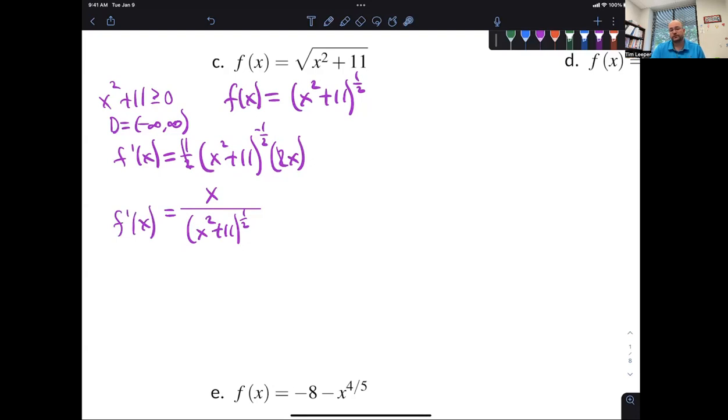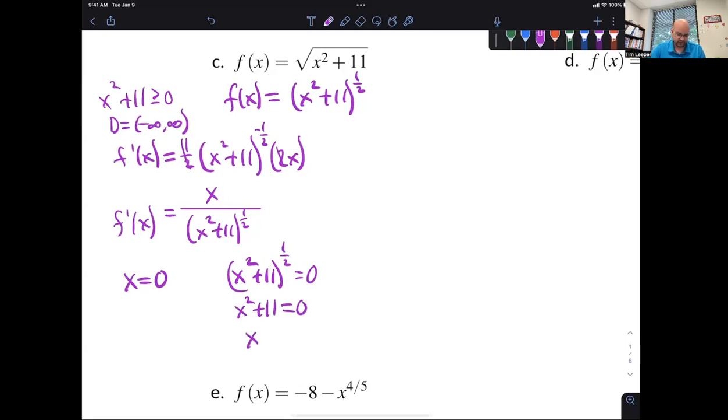Wonderful. Now that we have the derivative, we need to go ahead and find the critical numbers. And because it's a rational-esque expression here, we need to set the numerator and denominator separately equal to 0 here. So that means that x is equal to 0, or x squared plus 11 all to the half power is equal to 0. Now, x equals 0 is already solved. Fantastic. Over here, get rid of the half by squaring both sides, which means x squared plus 11 equals 0.